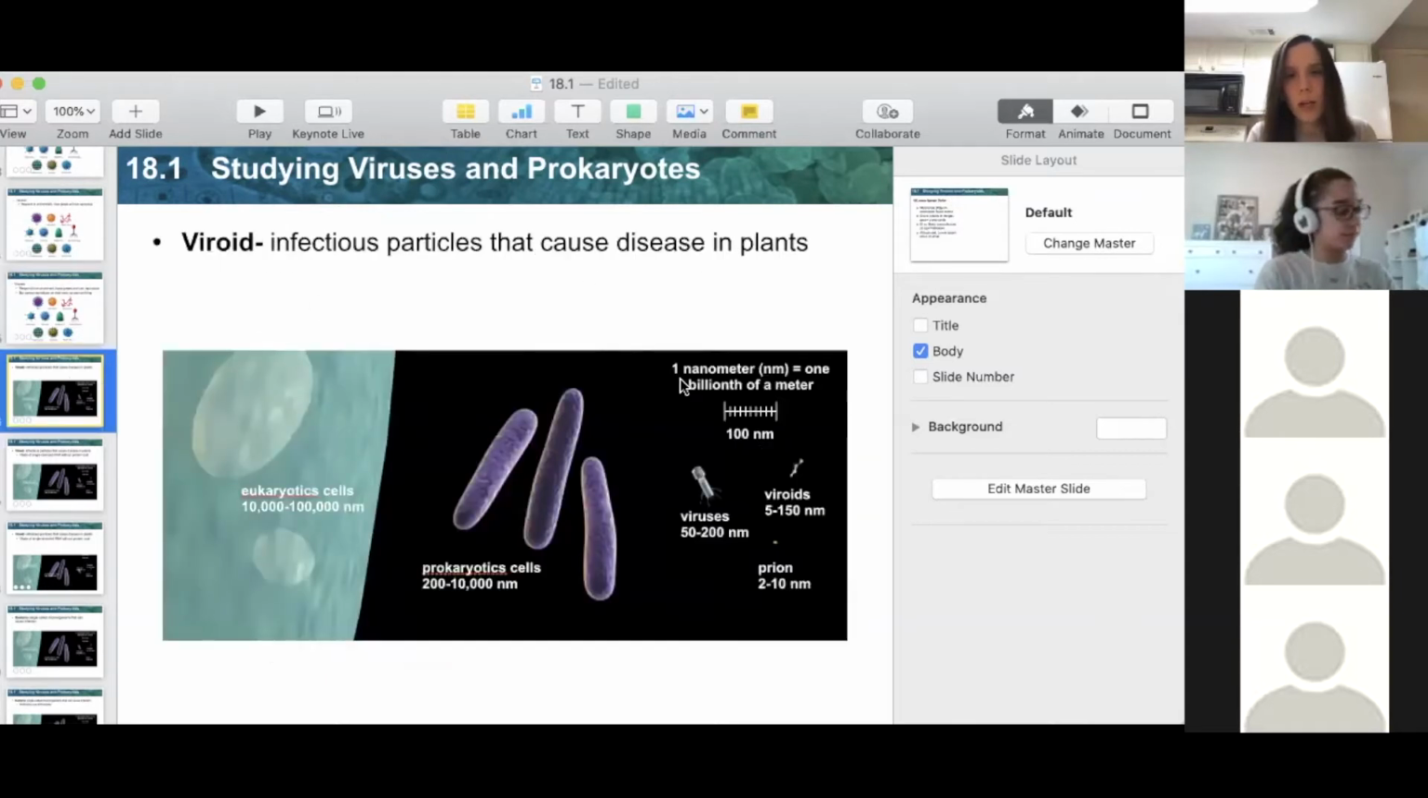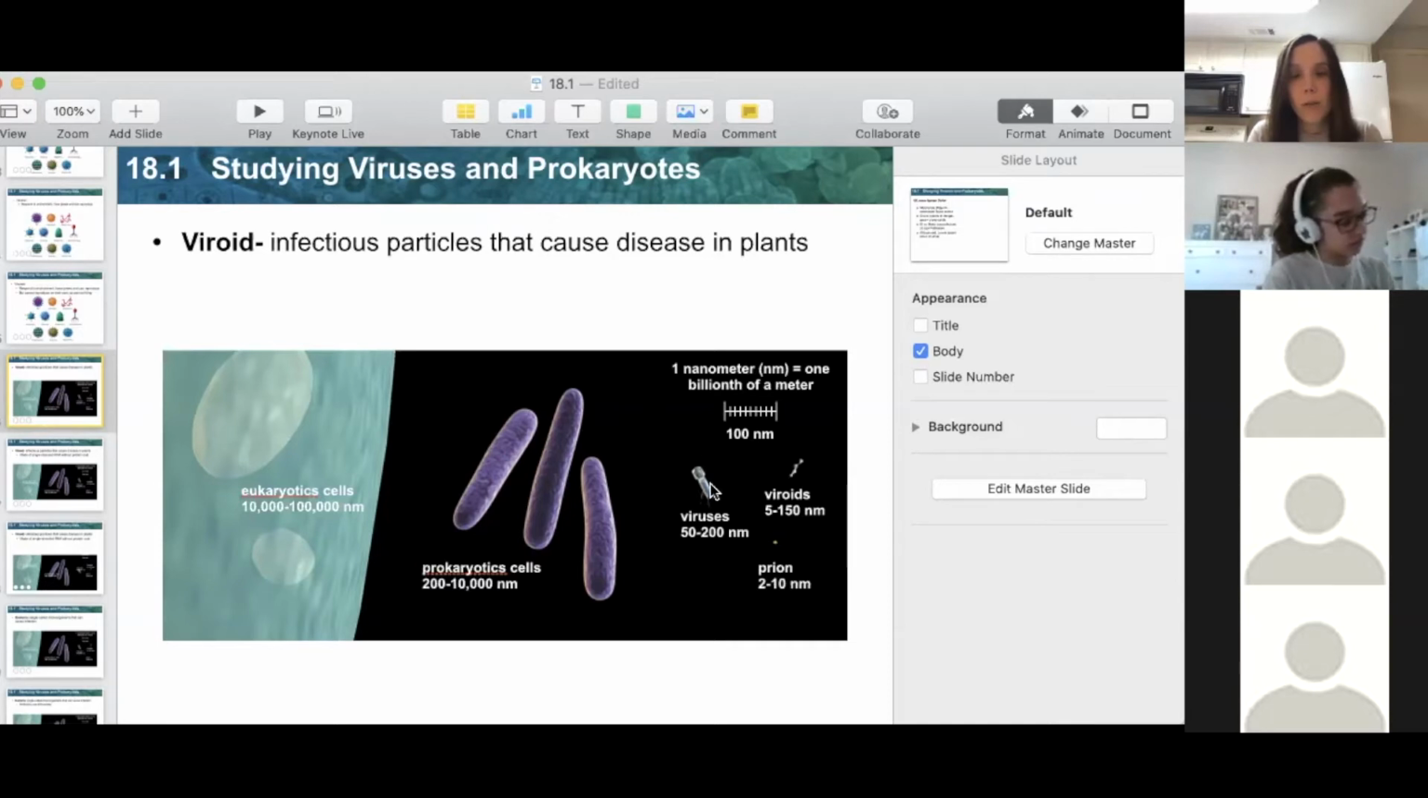So you can see on here a virus in comparison to a bacteria cell. So the purple is bacteria, prokaryotic cells are bacteria cells. And then a eukaryotic cell, which is the cells that we have, plants and animals have, you can see how much larger that cell is compared to a virus. So a virus is almost 10,000 times smaller than our body cells.